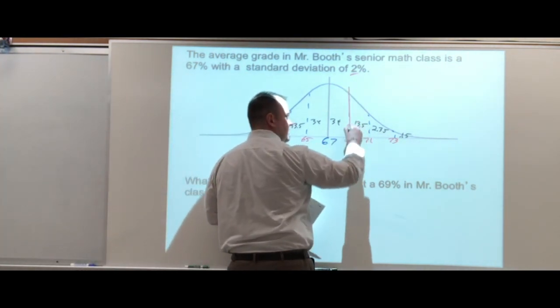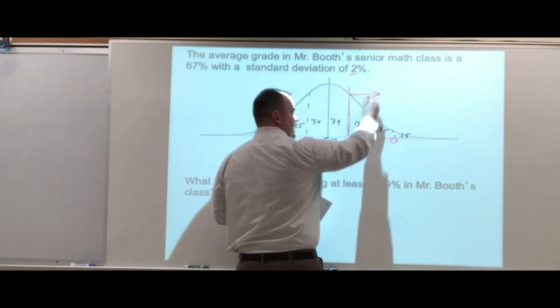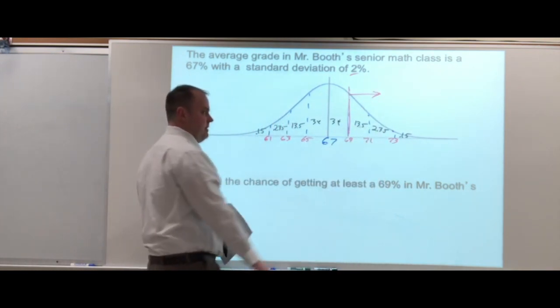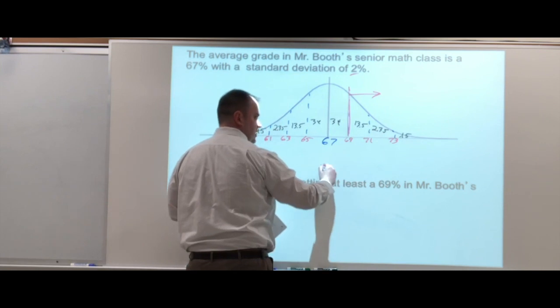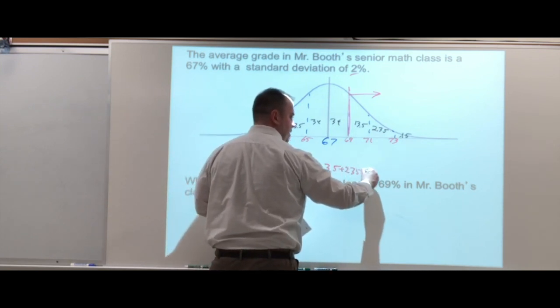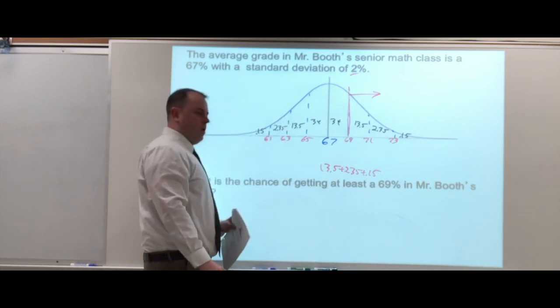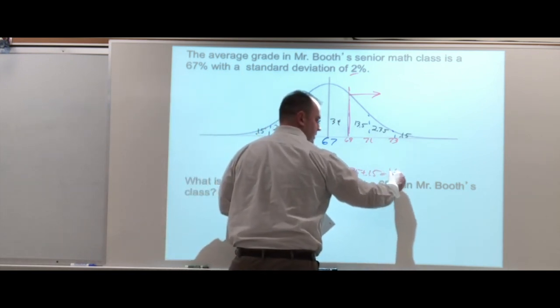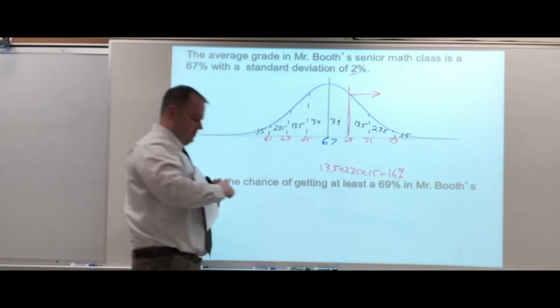So there's the 69 line, and that's on the everything to the right. So that means those three sections, 13.5, 2.35, 0.15, adding all those up is 16%.